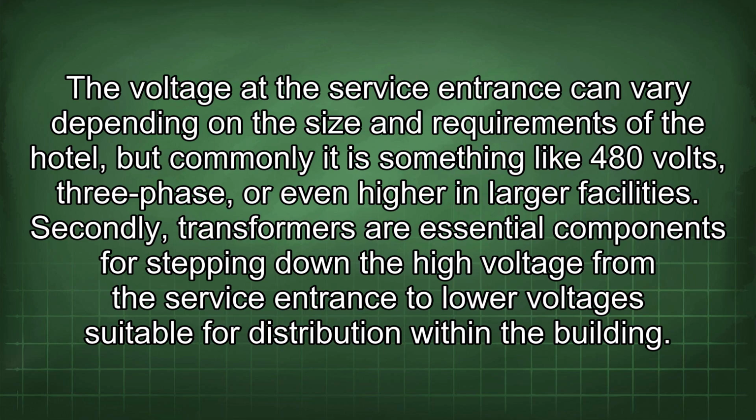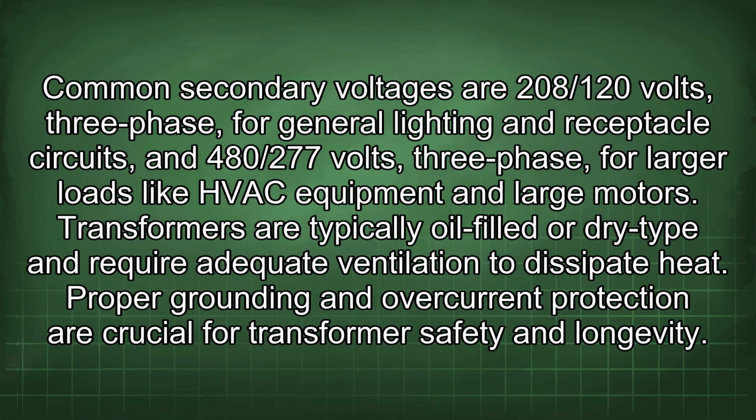Secondly, transformers are essential components for stepping down the high voltage from the service entrance to low voltages suitable for distribution within the building. Common secondary voltages are 208/120 volts, 3-phase for general lighting and receptacle circuits, and 480/277 volts, 3-phase for larger loads like HVAC equipment and large motors. Transformers are typically oil-filled or dry type and require adequate ventilation to dissipate heat. Proper grounding and overcurrent protection are crucial for transformer safety and longevity.